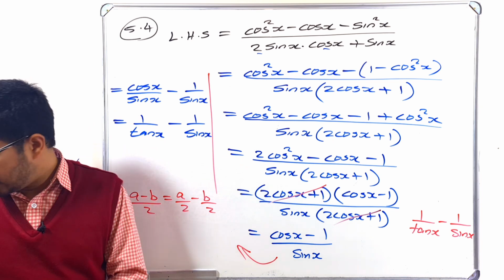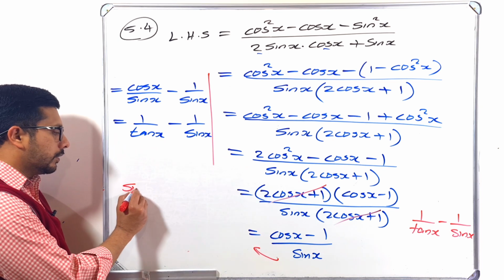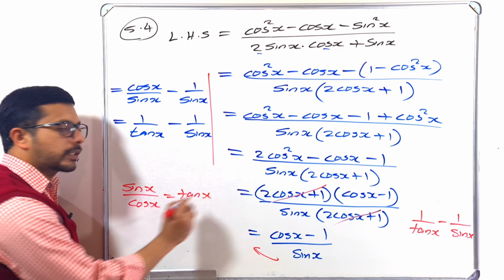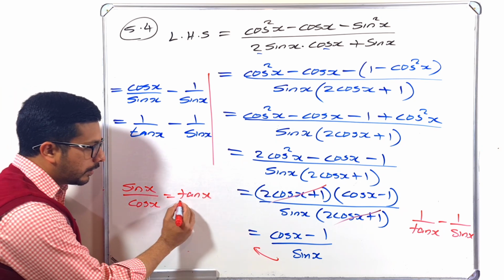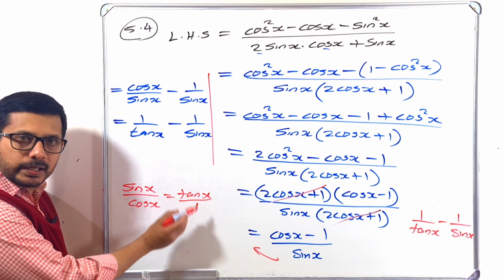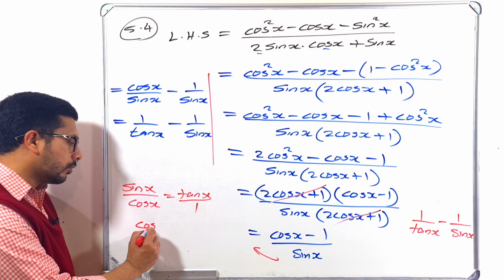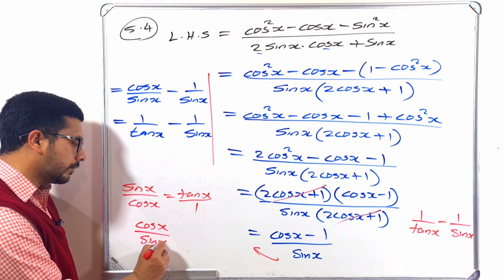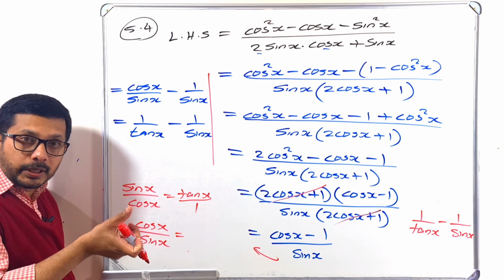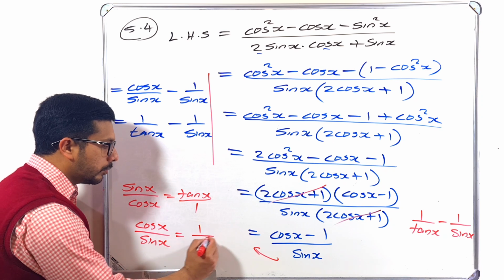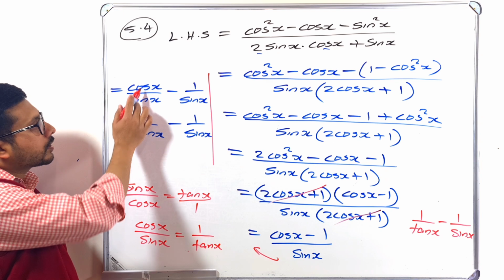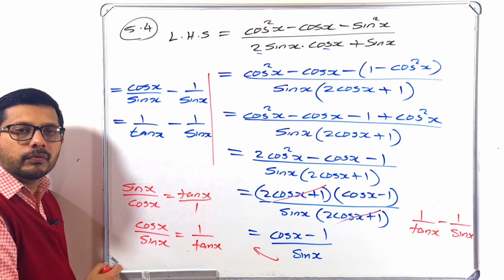But those who didn't understand this one, cos x by sin x, let me write something here. You know that sin x by cos x is tan x. So tan x means tan x divided by 1. So sin x by cos x is tan x by 1. So what about cos x by sin x? Here we did the reciprocal. Am I right? So on this side also we have to do the reciprocal, that means 1 by tan x. That is why cos x by sin x you can write it as 1 by tan x.